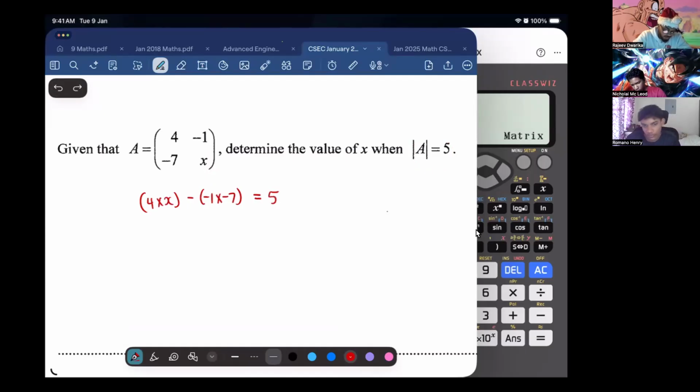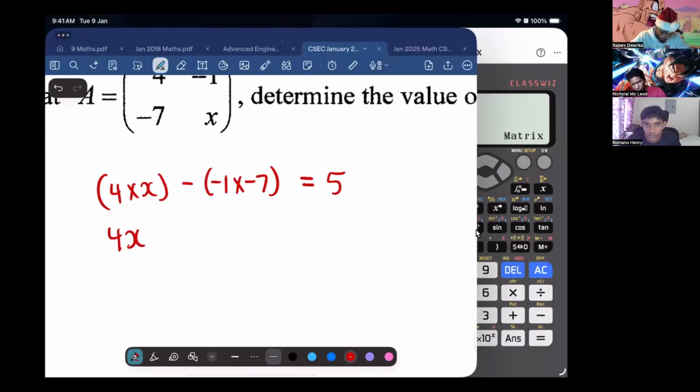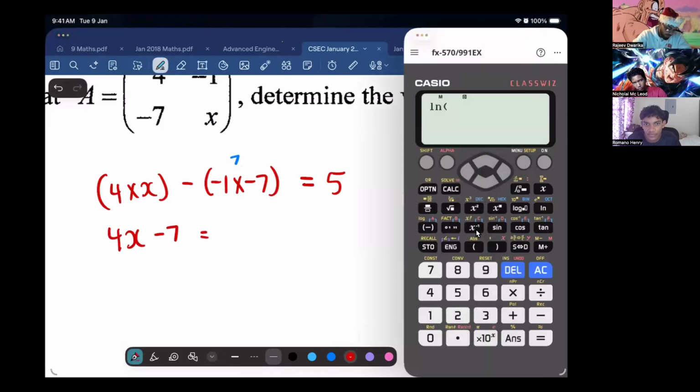So 4 by x is what? 4x. Right? So let's work this out on the inside first. What's negative 1 by negative 7? Positive 7. Right, positive 7. So we end up with 4x minus 7, and that'll be equal to 5.